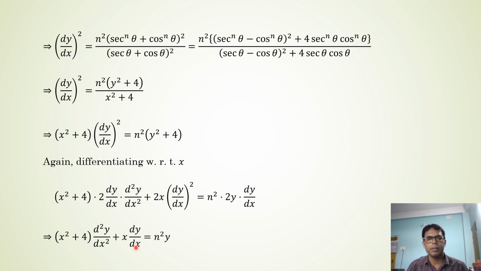Cancelled, so it is simply remaining dy/dx, and on the right side n squared is there, and the 2 is already cancelled, and y into dy/dx is cancelled, leaving only y. So it is simply n squared y, and that is the answer for the question.